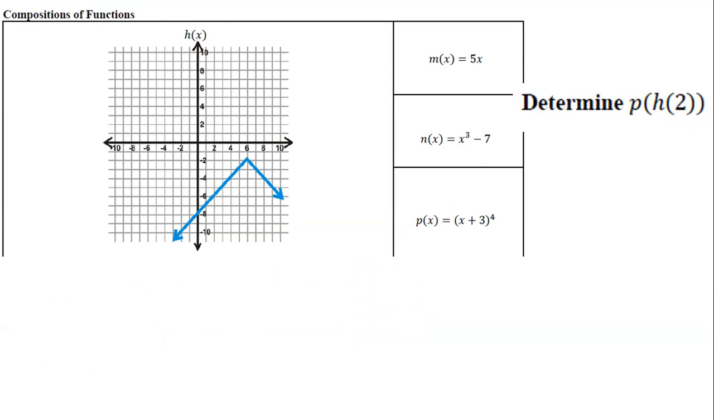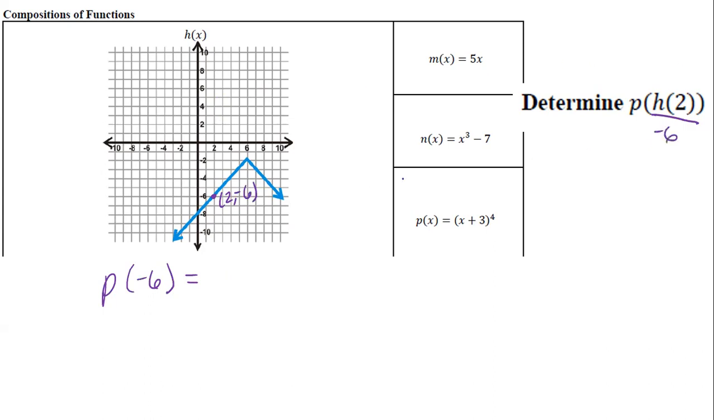All right, here we go. We have P of H of 2. So you're going to do the inside first. H is a graph, right? So I'm going to go to H and I'm going to go to X equals 2 and find out what I get. So when I go to the graph, I go to X equals 2, we get -6. Do we see that? So it's 2 comma -6. So that is what H of 2 is, -6. So it becomes P of -6.